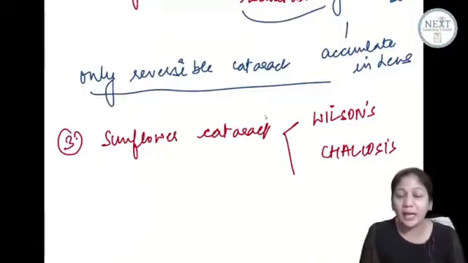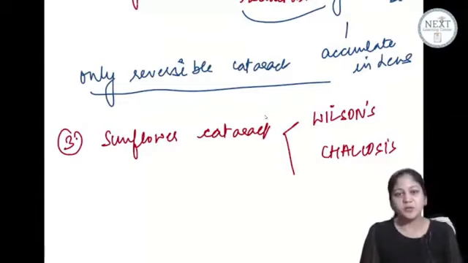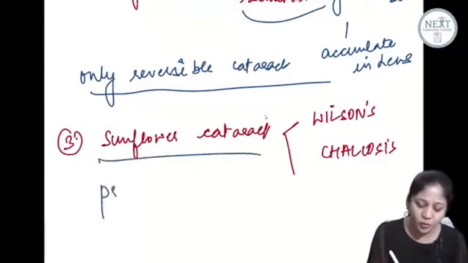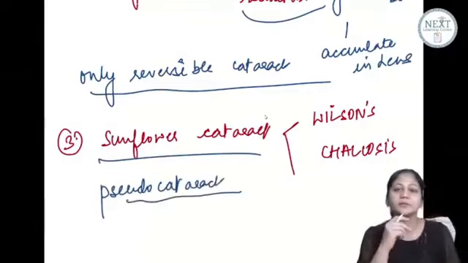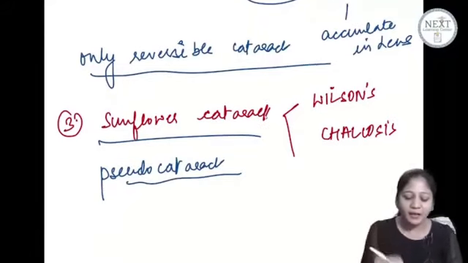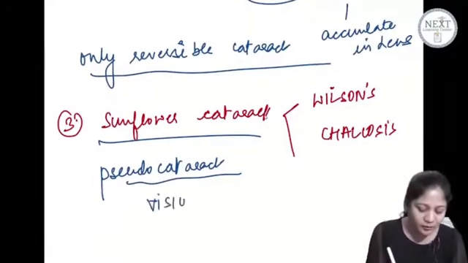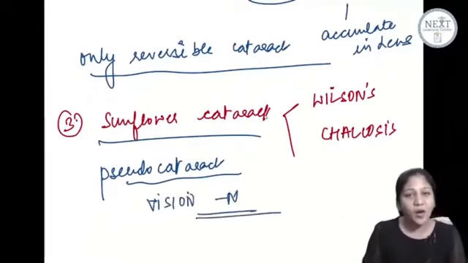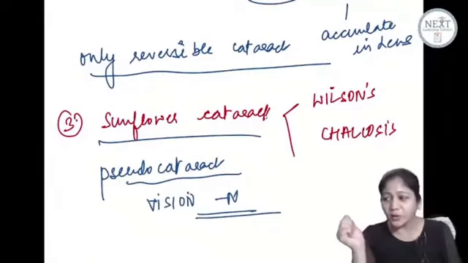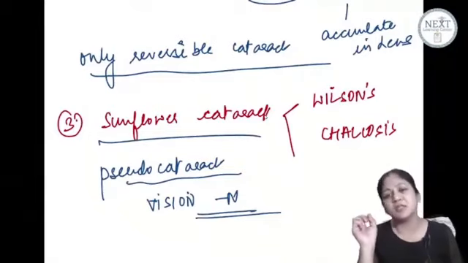And how can it happen? It can be an occupational hazard. Yes or no? It can be an occupational hazard. ठीक है? So you have a sunflower cataract, and sunflower cataract sometimes we also call a pseudo cataract. Can anybody tell me why a pseudo cataract, friends? Pseudo cataract means that vision remains almost normal. So if vision remains normal, we call it a pseudo cataract. ठीक है? ये clear है ना सबको? So not only Wilson disease, but you also see this in chalcosis.